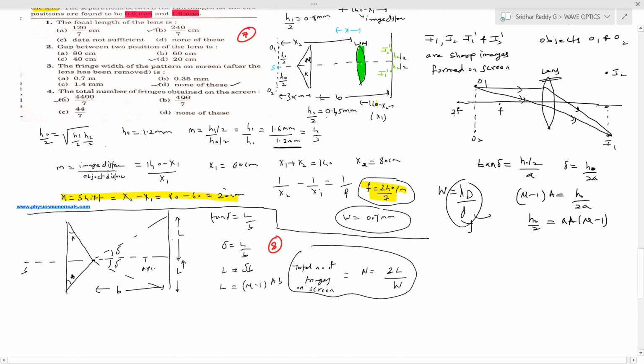Okay, very good problem where it's mixing two different ideas here. What is the fringe width? Lambda capital D by small d. So capital D should be equal to 140 centimeter. Small d should be equal to H naught. And lambda is already given. So with this, you get the fringe width.